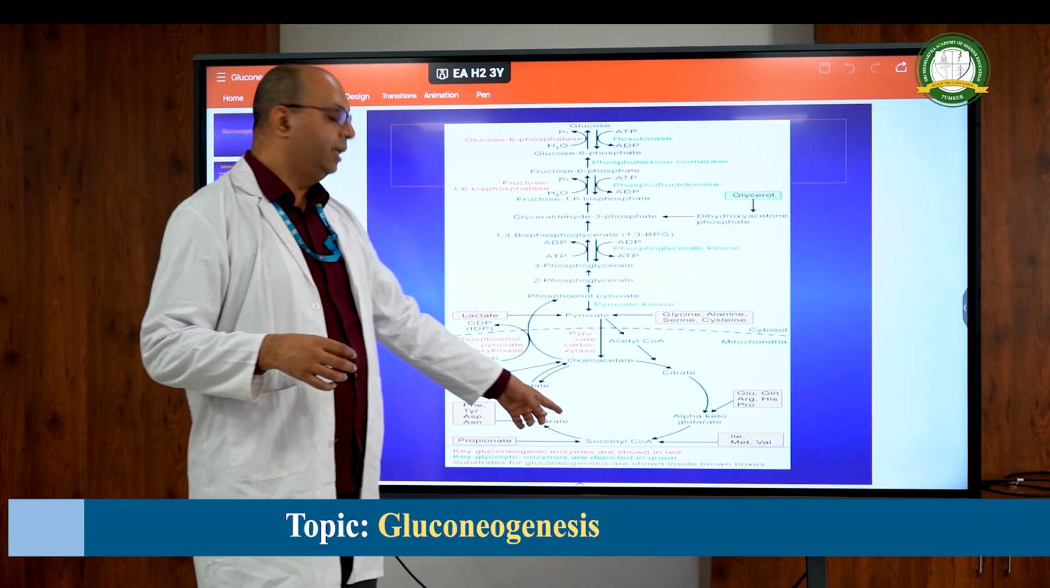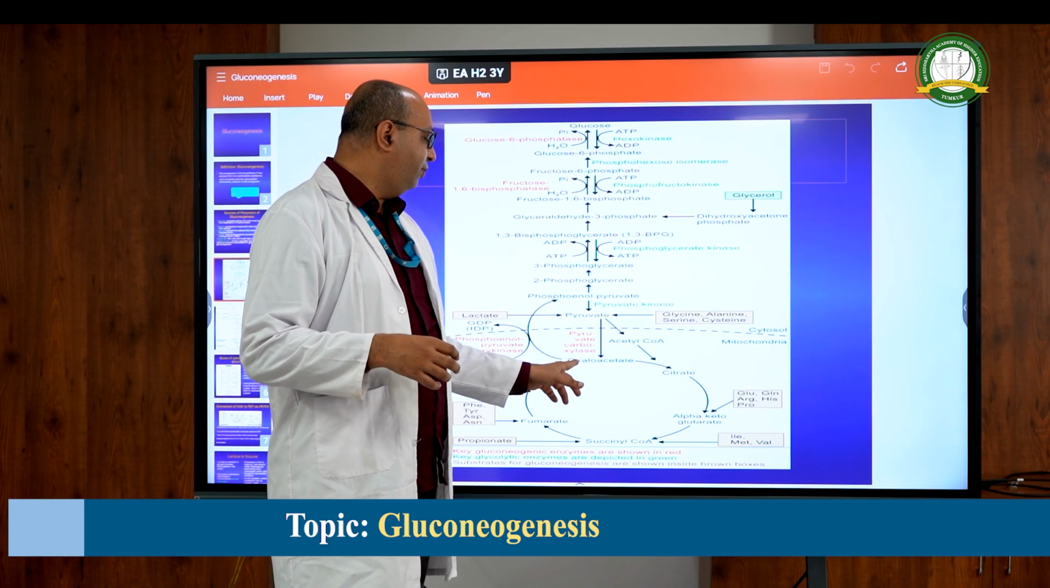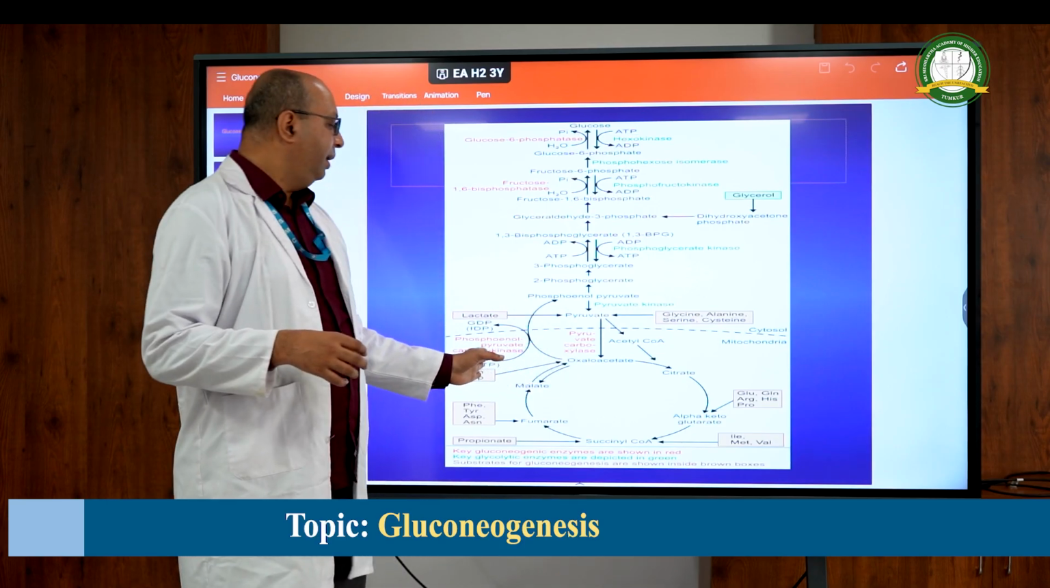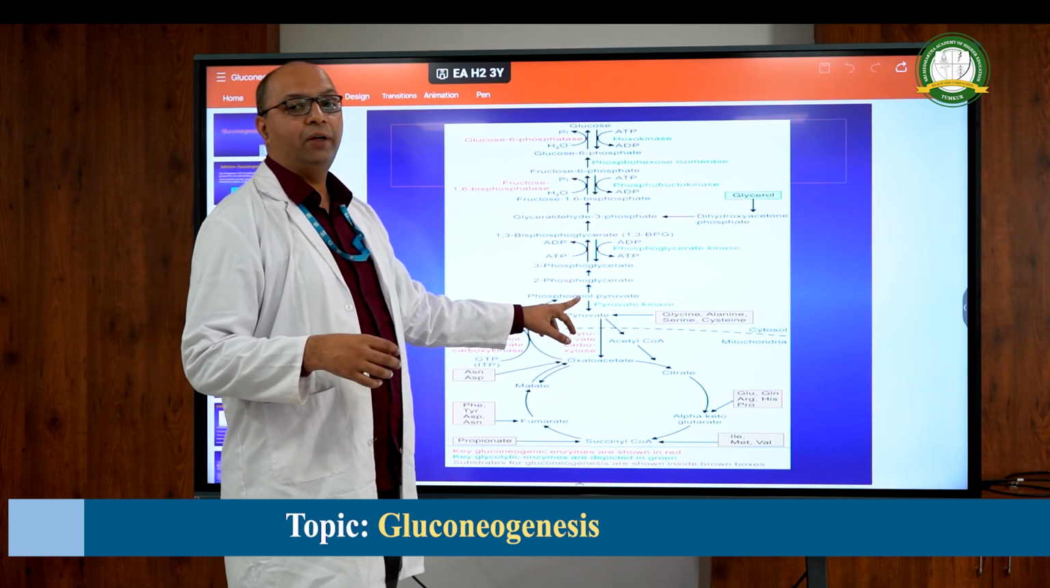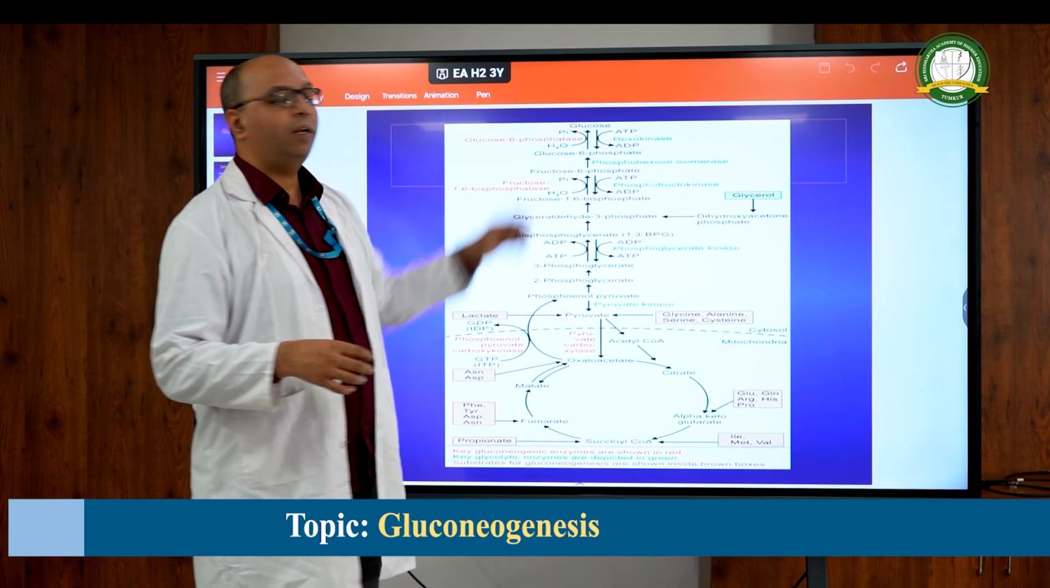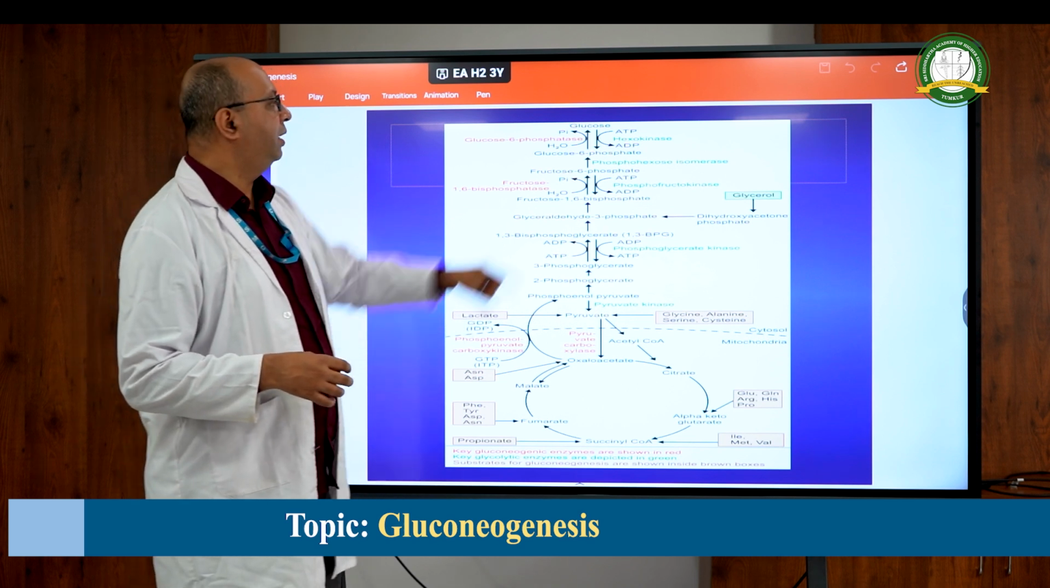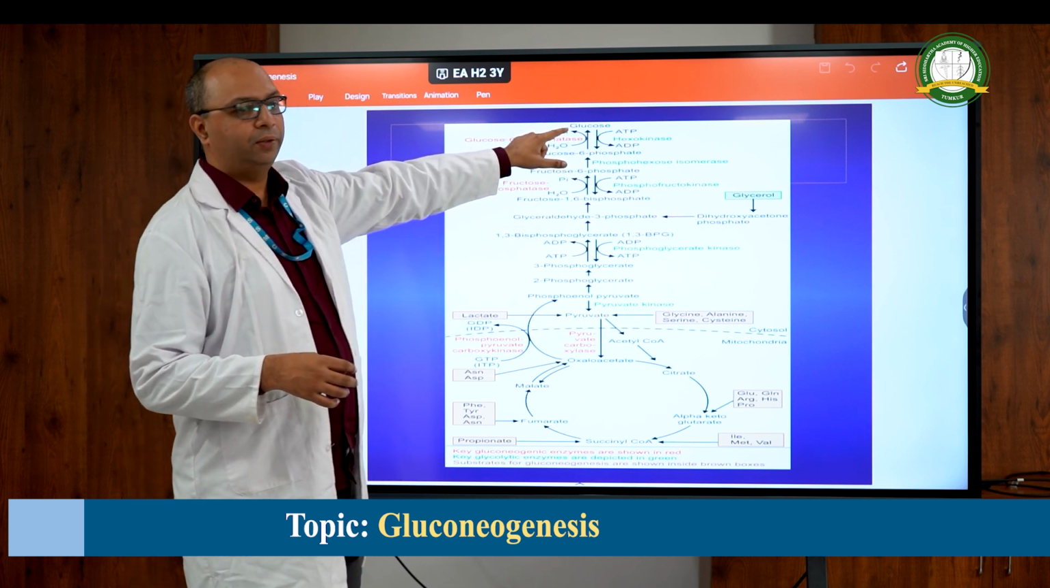Okay, it's the intermediate of Krebs cycle. It will form oxaloacetate. Then it will lead to the formation of phosphoenol pyruvate, and reversal of glycolysis will lead to the glucose synthesis.